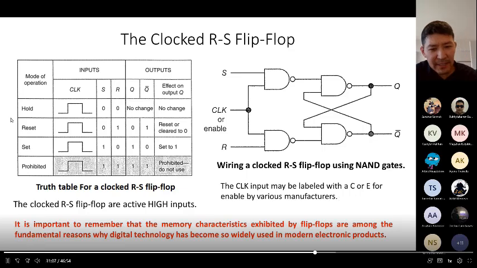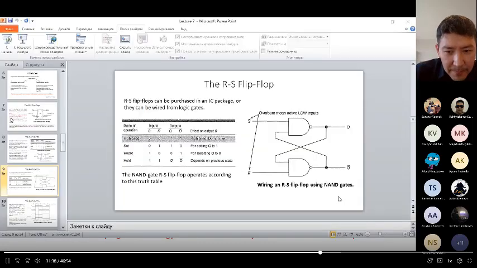Okay, so it's important to remember that the memory characteristics exhibited by flip-flops are among the fundamental reasons why digital technology has become so widely used in modern electronic products. Because there is also analog electronics, right? But in analog electronics, it's very difficult to construct a simple memory device. But with digital electronics, you can easily just use these flip-flops. You can hold, for example, 1 bit of information. So let me show this in Multisim.